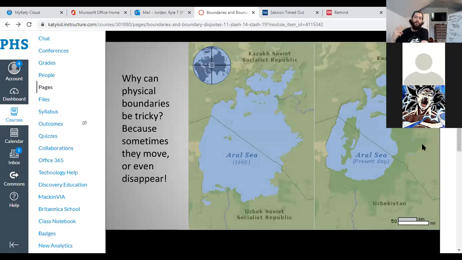This is between Kazakhstan and Uzbekistan today. In 1960, when it was first affected, you see this little blue line up here? That's a river. That river and this river down here both feed into the Aral Sea, and that's what kept the sea at the level it was. It's just a really huge lake, and it was being fed by two rivers.